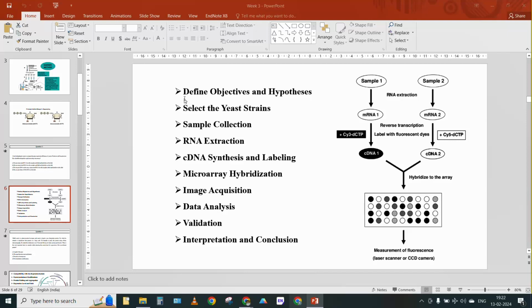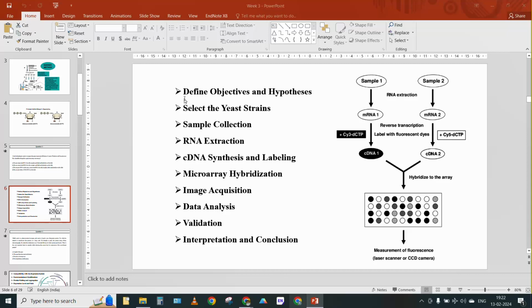The third step is sample collection. Here he'll collect the yeast samples from both locations, Kashmir and Kanyakumari. The samples should be taken under similar growth conditions to minimize any confounding factors. Further, he'll harvest cells at a specific growth phase to ensure uniformity. The next step is RNA extraction. In RNA extraction, he'll extract the RNA from the yeast samples. RNA represents the active genes and serves as the basis of microarray analysis, so a reliable RNA extraction method is used to obtain high quality RNA.